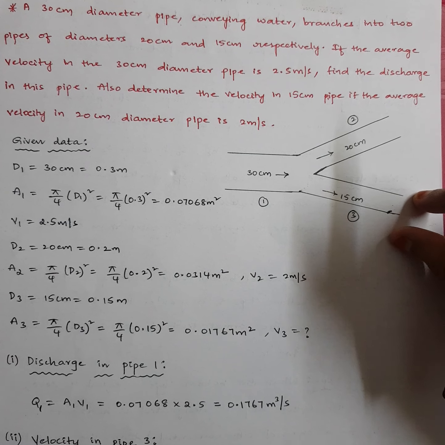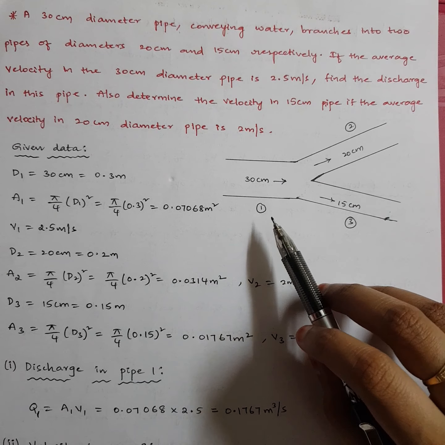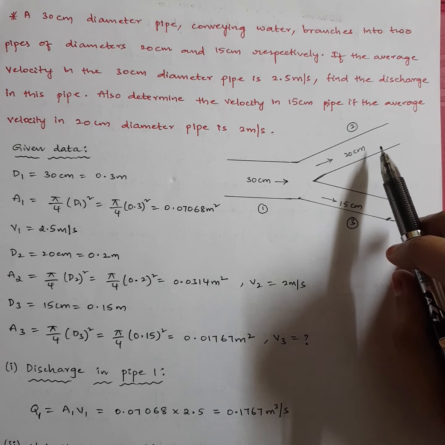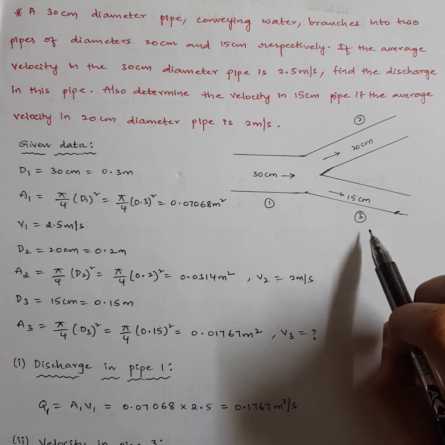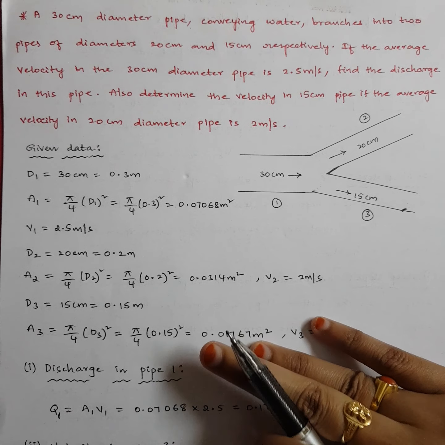Okay, so he gave us the data related to these three pipes. So what I'm considering is, let the 30 centimeter dia pipe be 1, with all related notations 1. The 20 centimeter dia pipe I'll take as 2, and for the 15 centimeter dia pipe I'll take it as 3. Okay, so now let's go on with the given data.